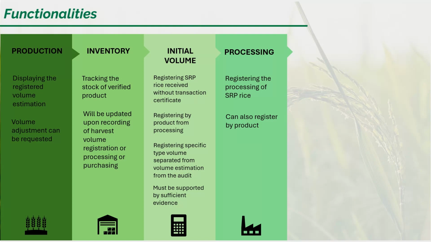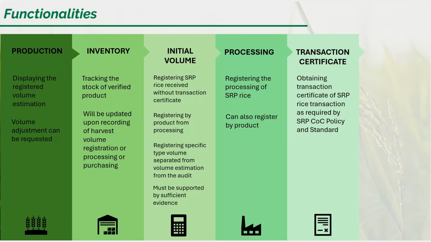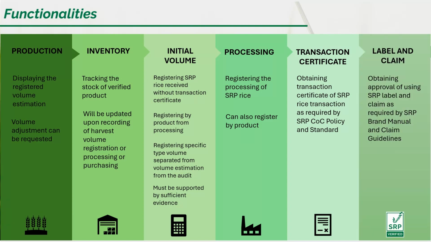The next function is Transaction Certificate. This menu is to obtain transaction certificate as required by SRP Chain of Custody Policy and Standard. The next one is Label and Claim. This is used to obtain approval for using SRP label and claim as regulated in SRP Brand Manual and Claim Guidelines.